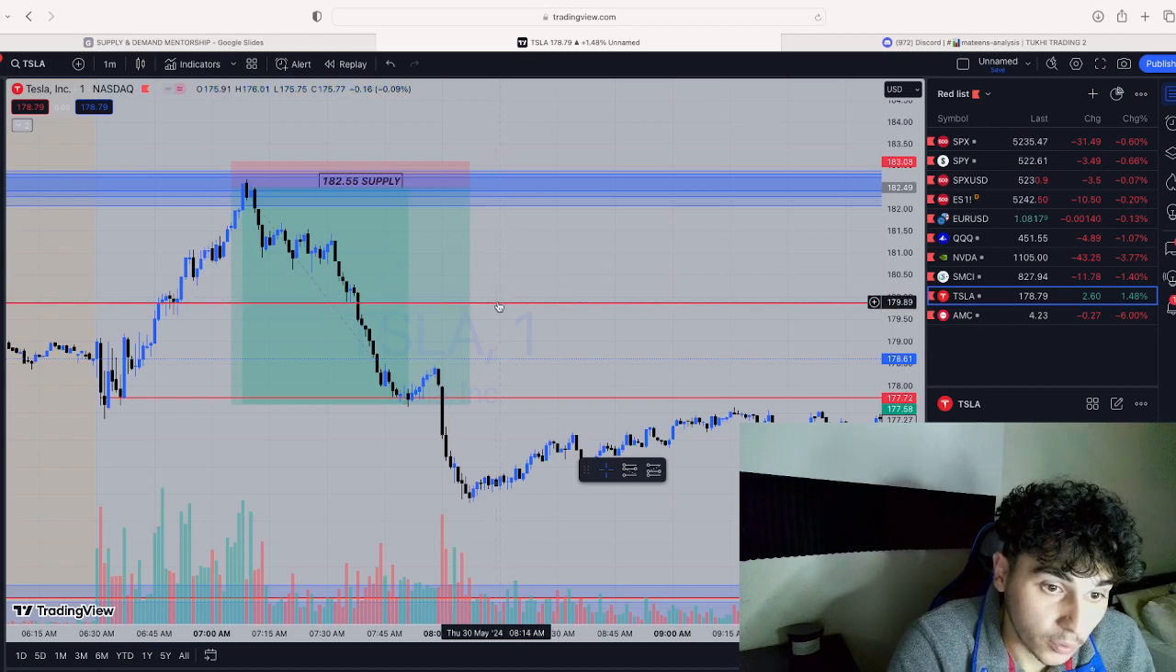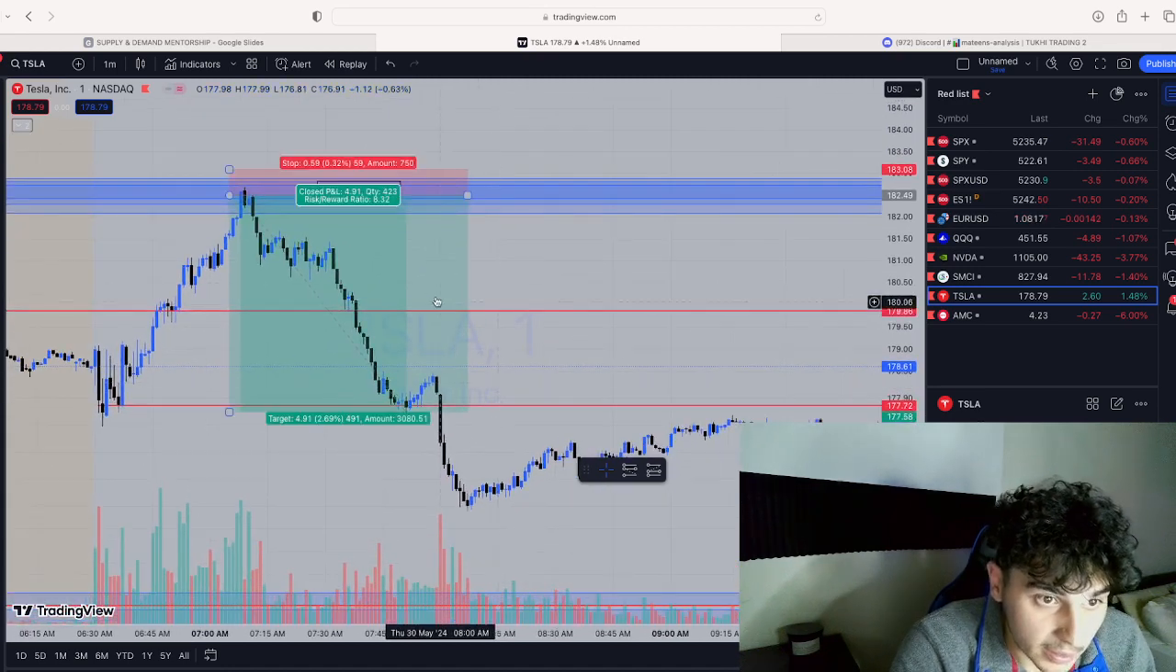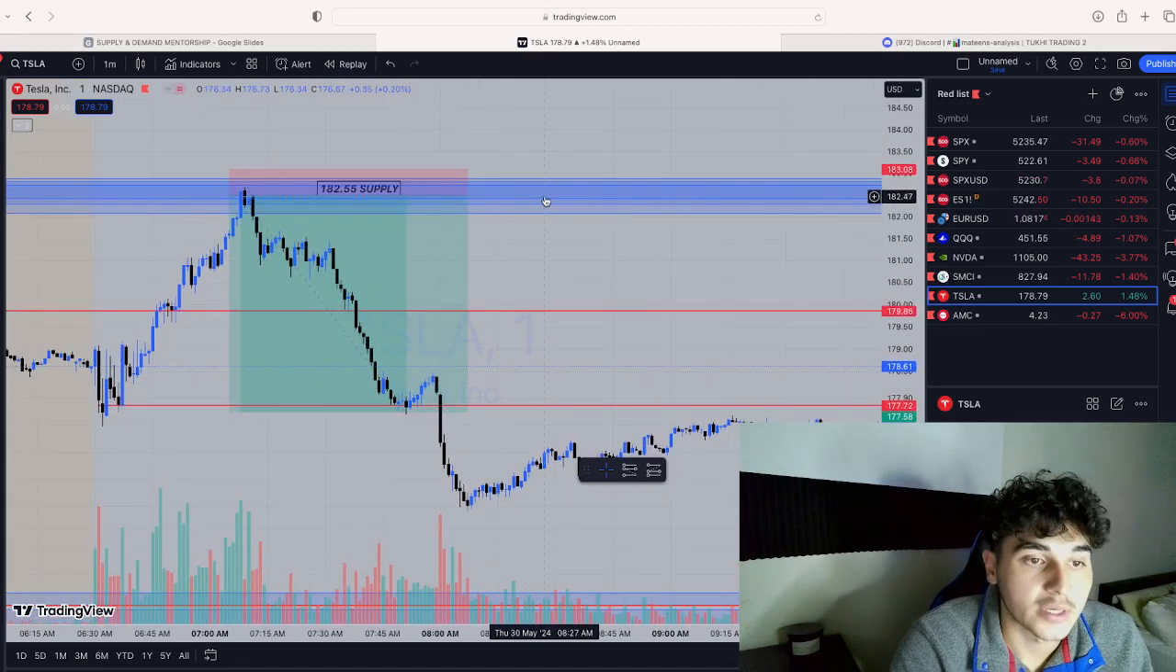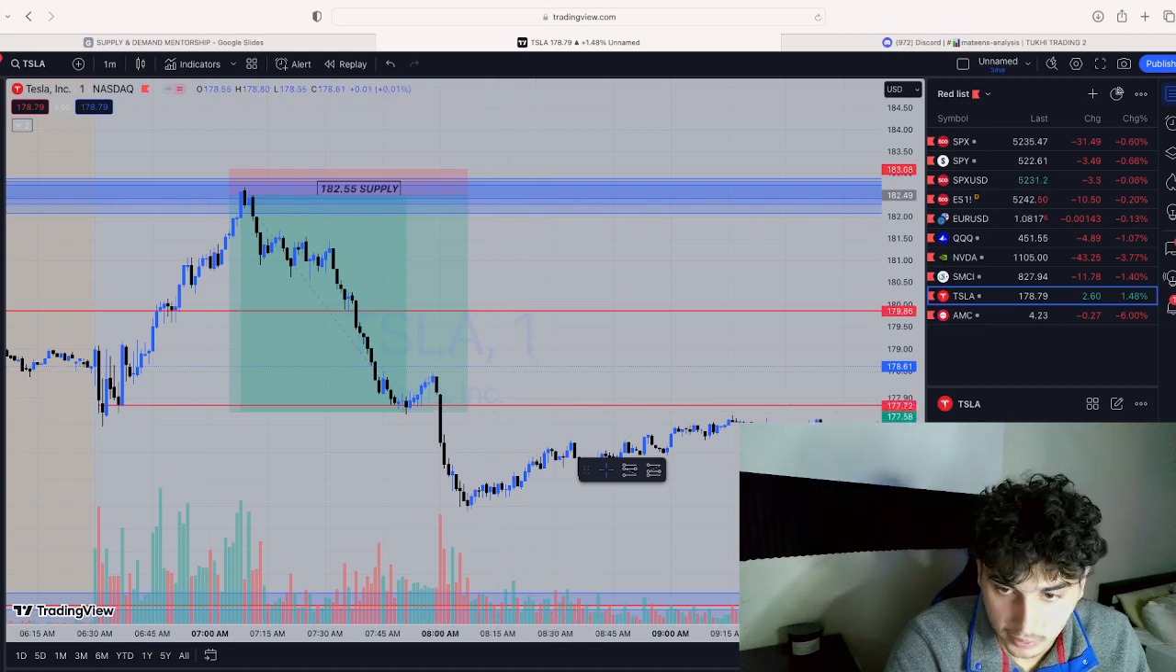And both of my targets got beautifully smashed through, even continuing lower, right? Even continuing lower, and obviously showing that we got very strong selling pressure from this supply area.